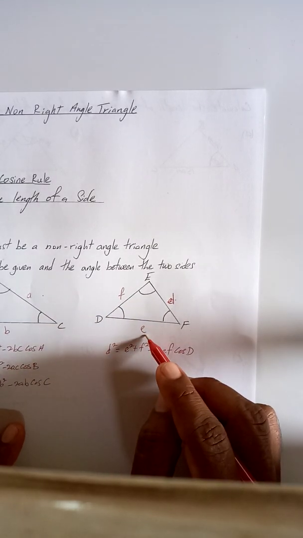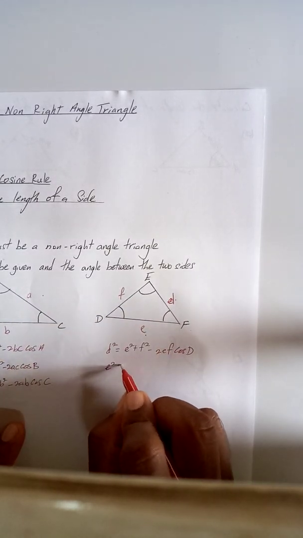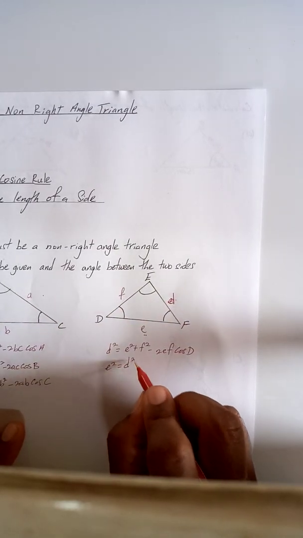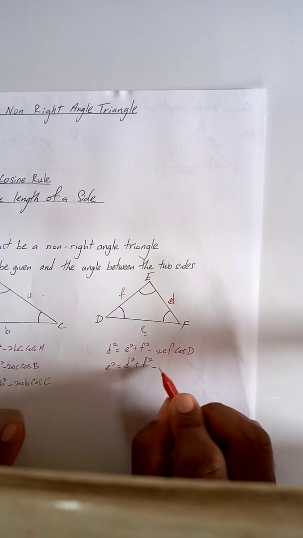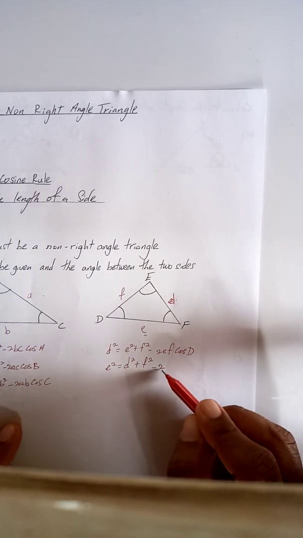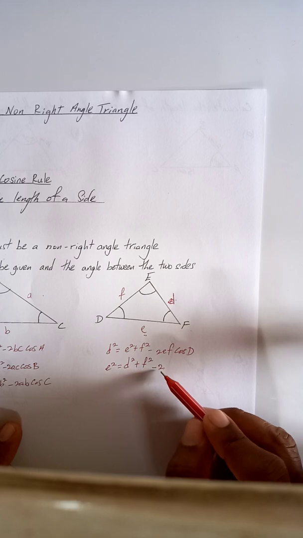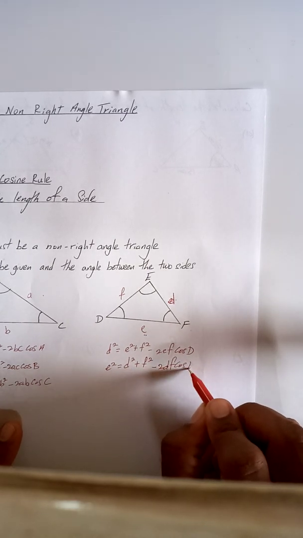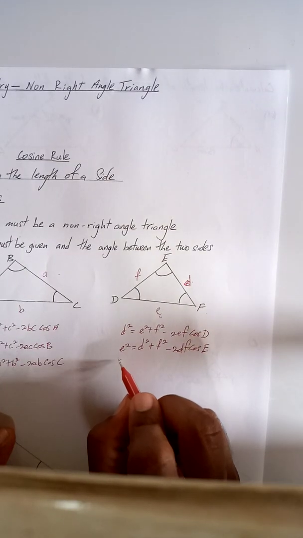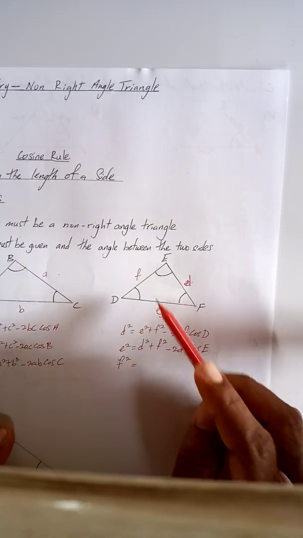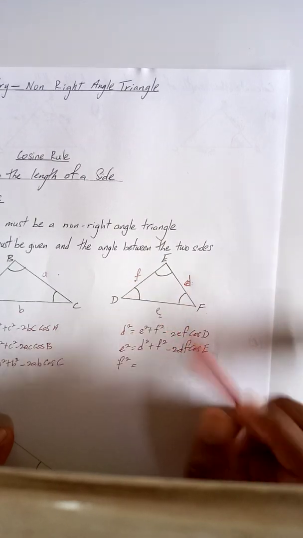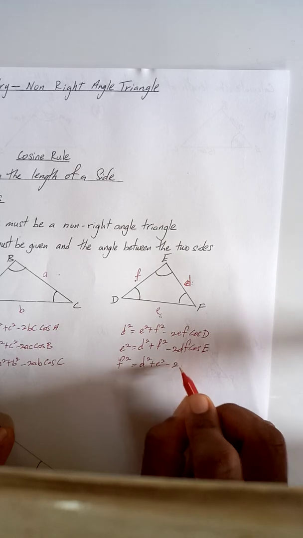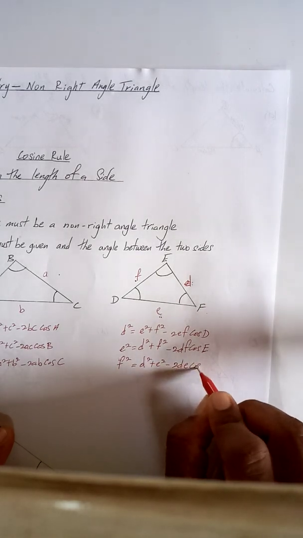Good. Let's say you want to find DE, we'll use the f formula. Well, let us write the e formula first. Good. So e squared equals, the other two letters are d and f, d squared plus f squared minus 2. 2 is a constant in the formula. It's always there. So 2df cos E. Next one, f squared equals, if we take off f, we have d and e. So d squared plus e squared minus 2de cos F.